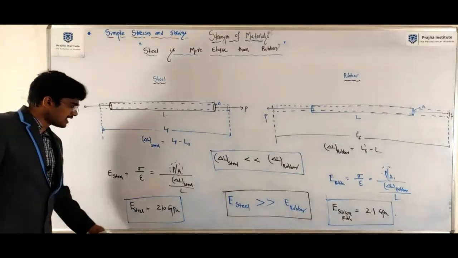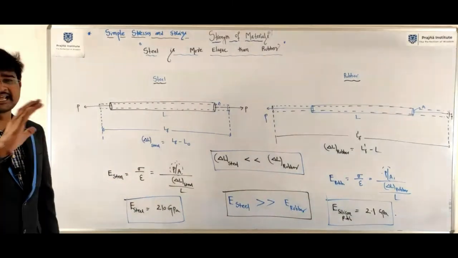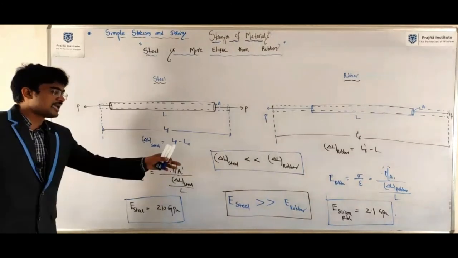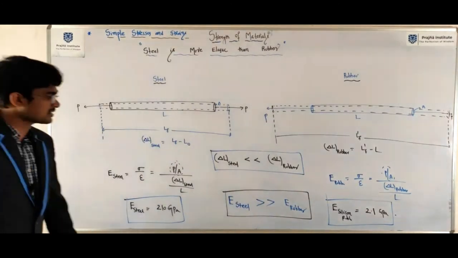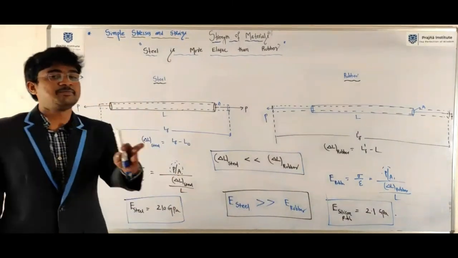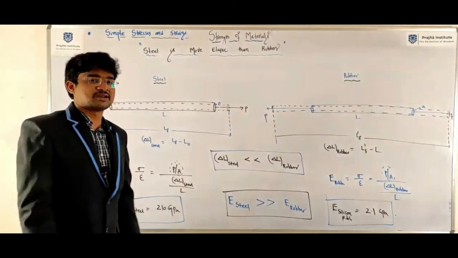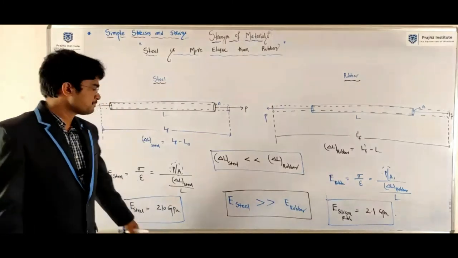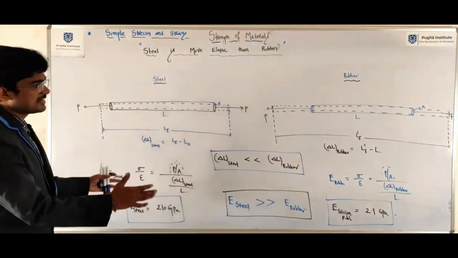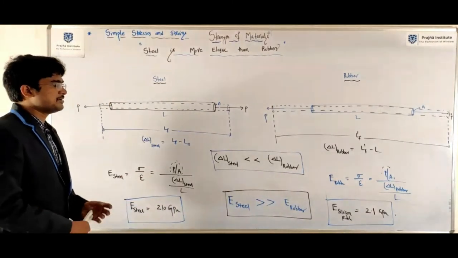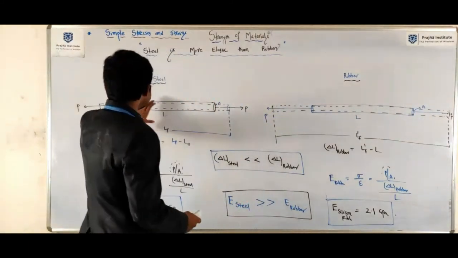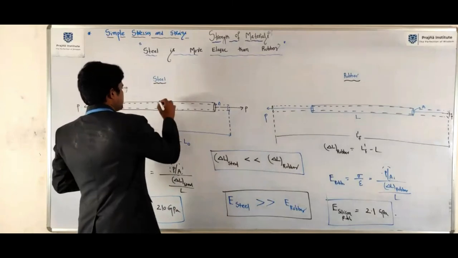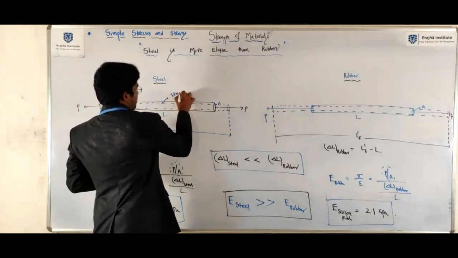Young's modulus of the steel is 100 times higher than the Young's modulus of the rubber. The higher the Young's modulus, the higher will be the elastic nature, the elasticity. It is a very simple explanation. So you took the same specimens, but one is made up of steel.